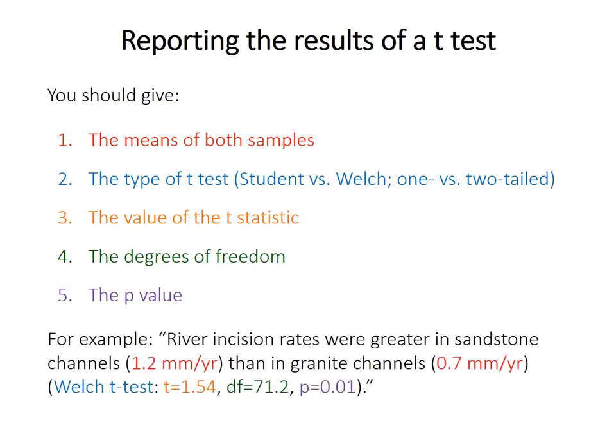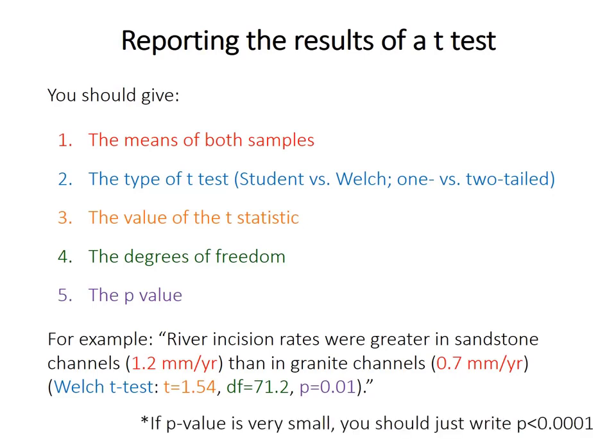So for example, you could phrase your results something like this: river incision rates were greater in sandstone, give the mean, than in granite river channels, give the mean of that. Say it's a Welch's t-test with this t-statistic and these degrees of freedom and this p-value. And note that if the p-value is really tiny, you can just say that it's less than 0.0001 or something like that. You don't have to say p equals 2.3 times 10 to the minus 10, because really once it gets that tiny, it doesn't matter. It's just highly significant.